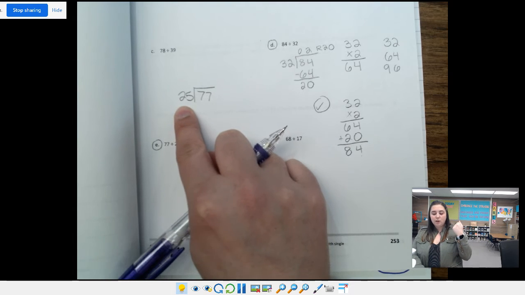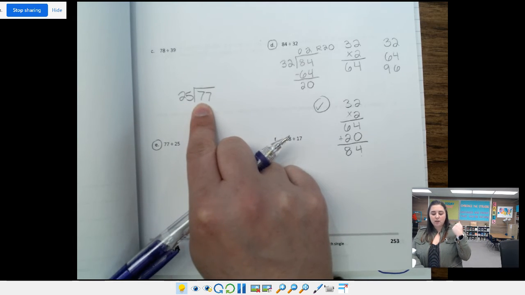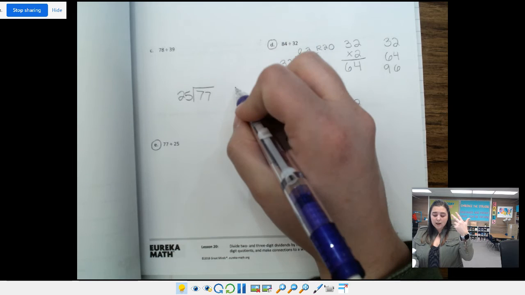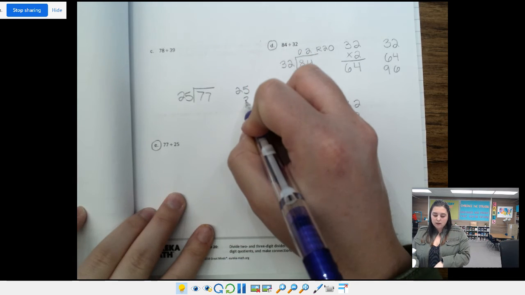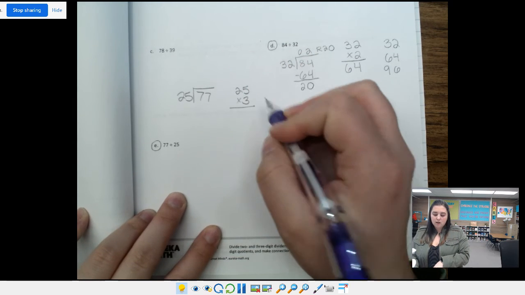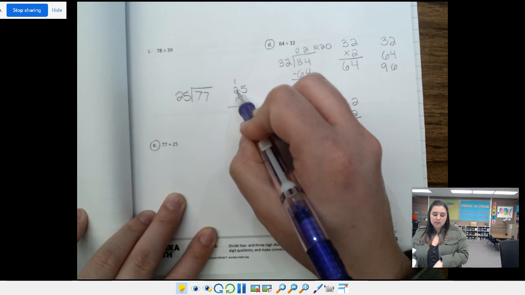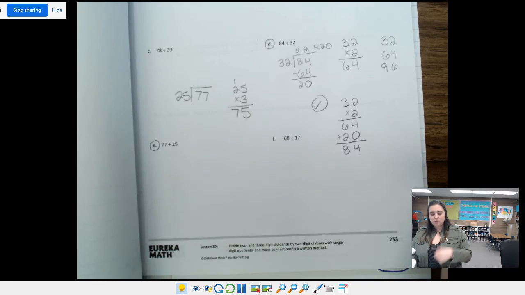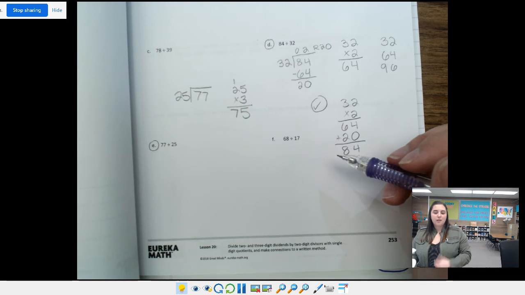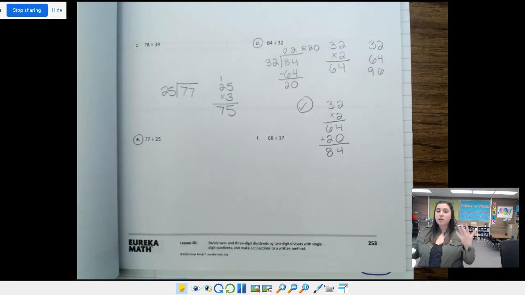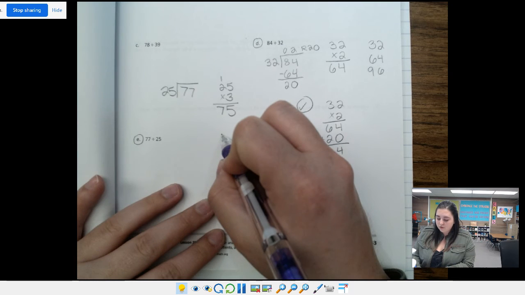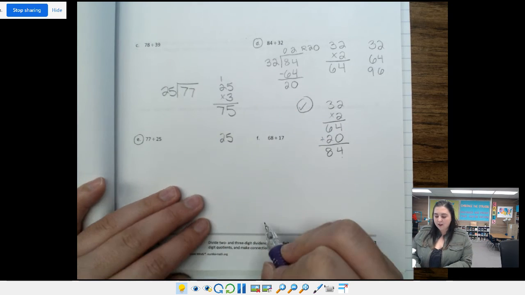So how many groups of 25 can go into 77? 25, 50, 75. It can go in 3 times. I know that fact. I know 25 times 3 would be 15. 3 times 2 is 6, plus 1 is 7. There's my 75. And if you were skip counting, if you didn't know how to count by 25, you're going to do that same thing.